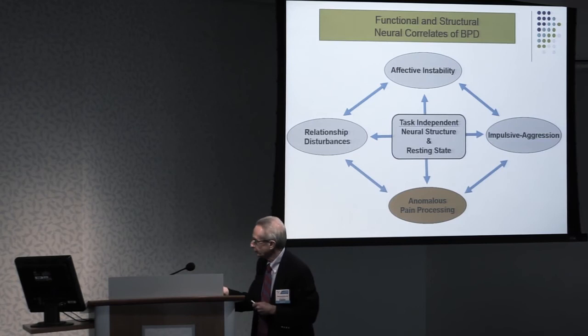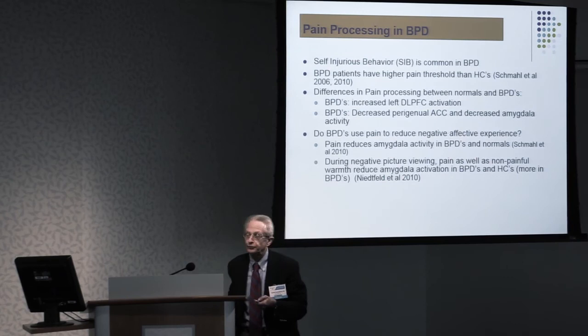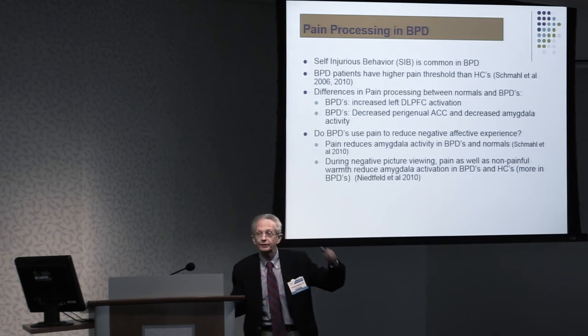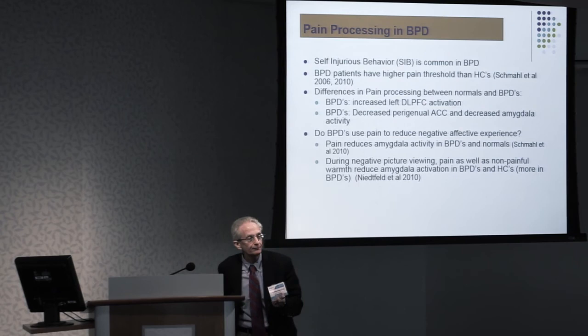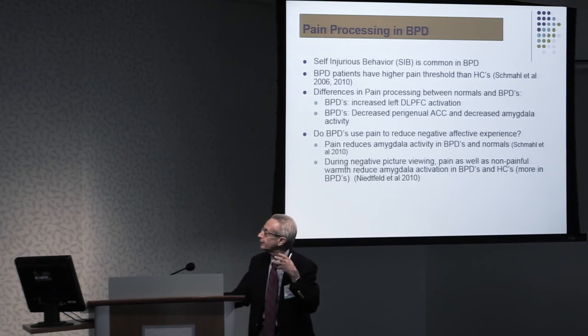Let me just say a little bit about pain processing. So we know self-injurious behavior is present in borderline patients. Borderline patients have been shown to have a higher pain threshold than healthy people, and there are differences in the pain processing pathways in borderline patients. And there have been a couple of studies by Christian Schmahl's group in Germany that have looked at the effect of pain on amygdala activity in borderline patients.